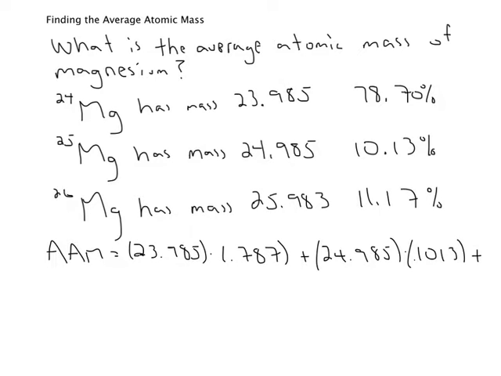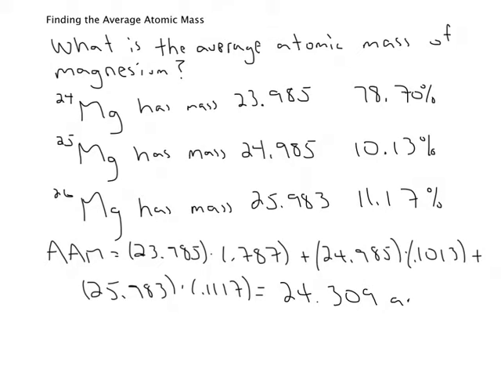And then we're going to add one more. We've got magnesium 26, which has an actual mass of 25.983, and we're going to multiply that by 0.1117. And now in our calculator, we're going to take this multiplication plus this multiplication plus this multiplication. Do that in your calculator now, and you should get this number, 24.309, and of course that is atomic mass units.